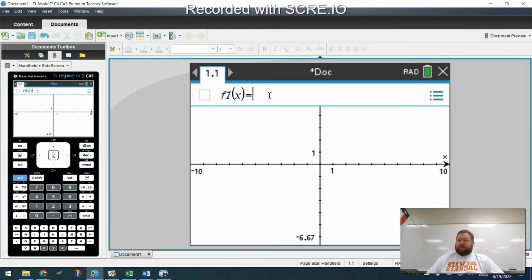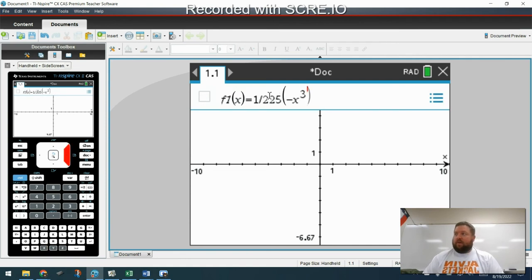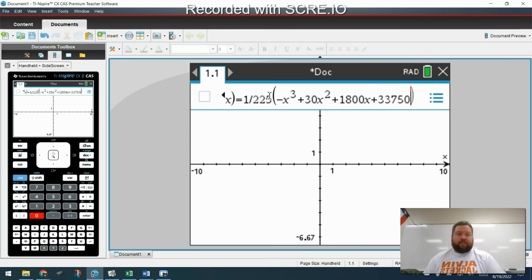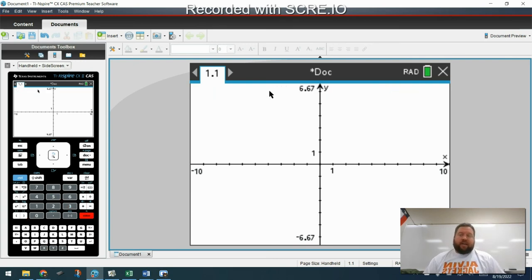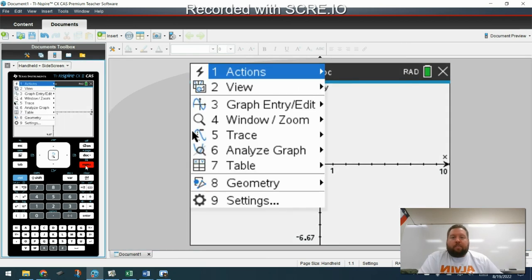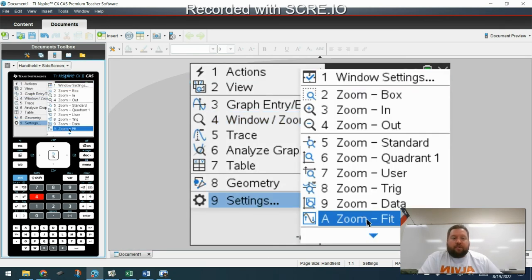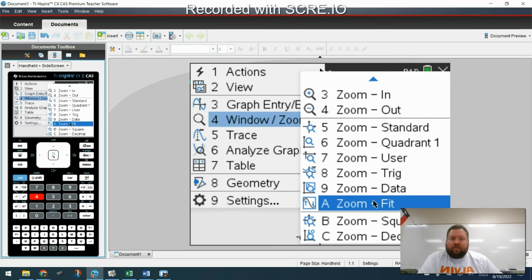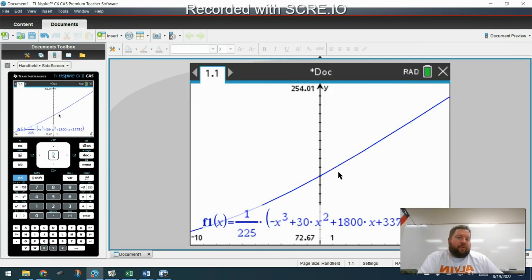All right. We're going to go to a graph, and we're going to type in our function. So 1 over 225, parentheses. You have to use x in the graph, so negative x cubed plus 30x squared plus 1800x plus 33,750. Okay, can't see anything. That's okay. You could go to menu, window zoom, and then there's zoom fit right here, which usually works pretty well. Good enough for what we need it for, but you don't even really need to see the graph.